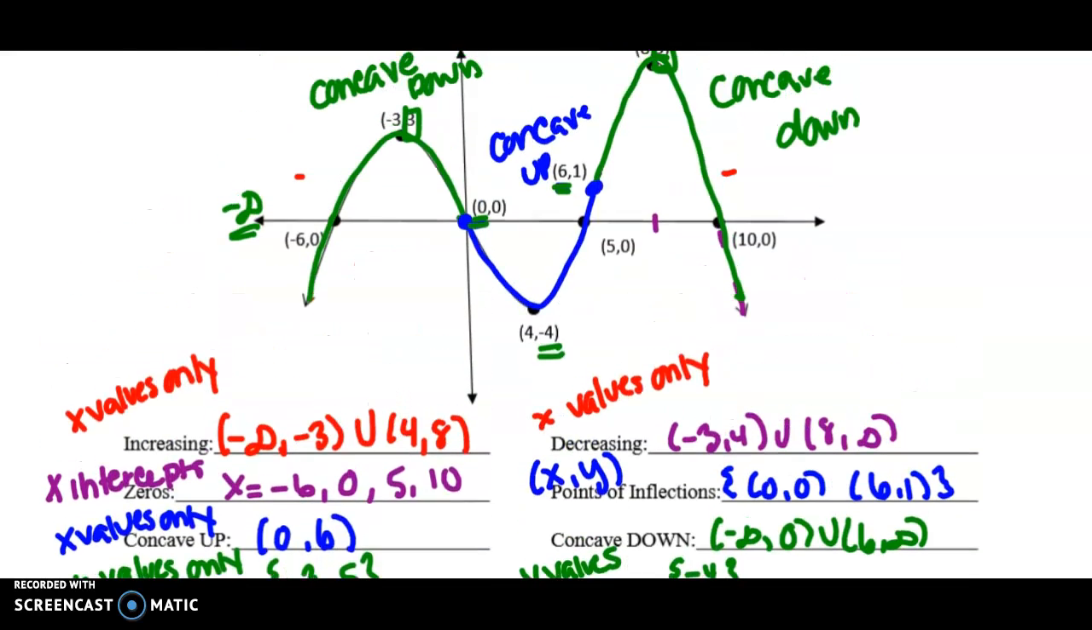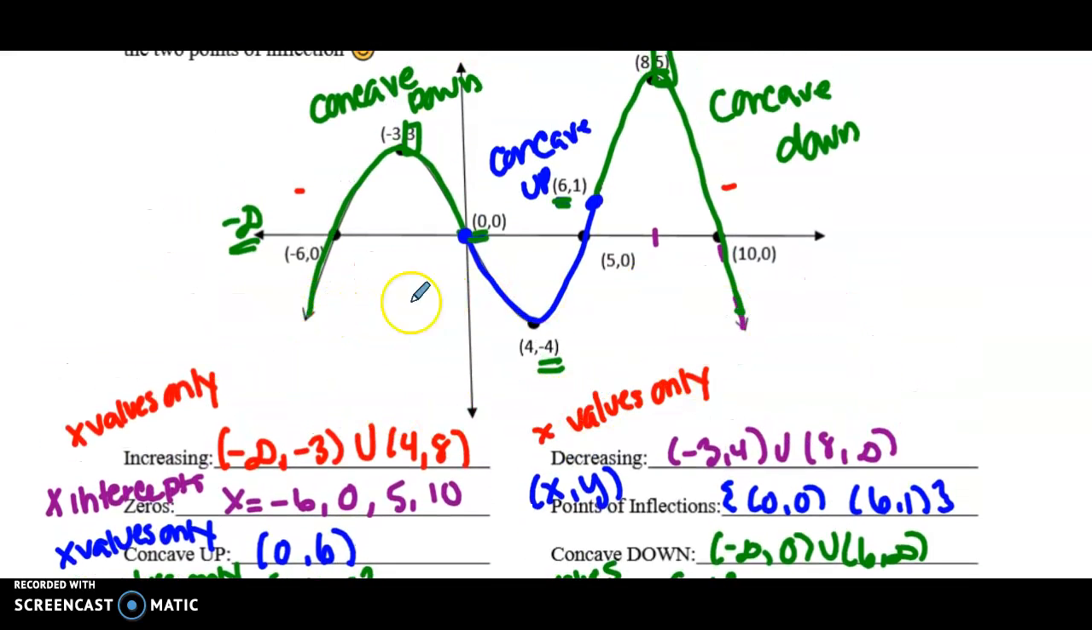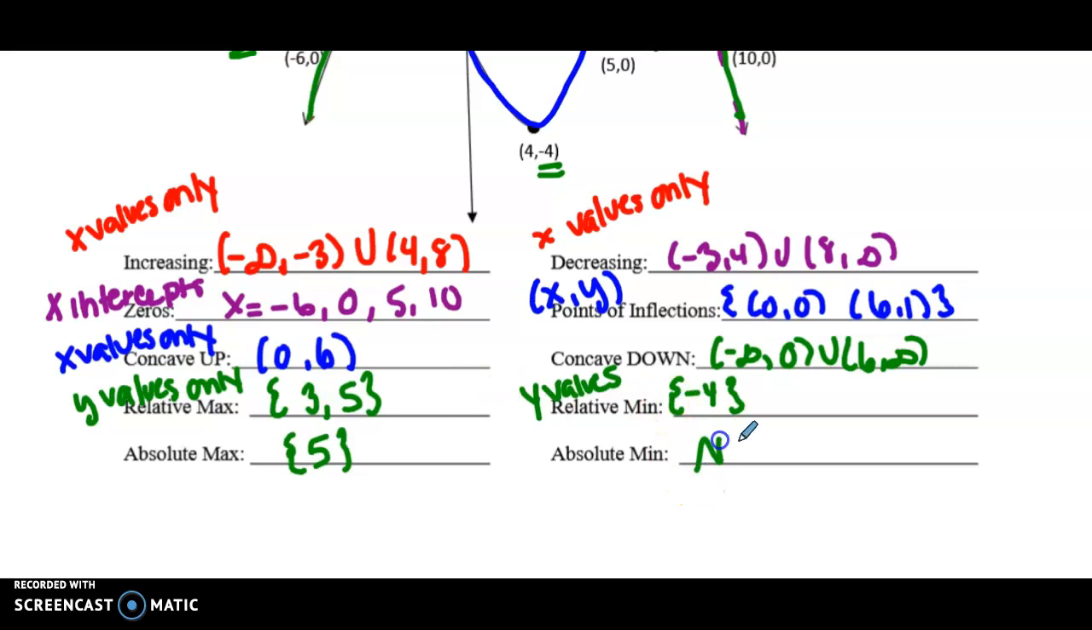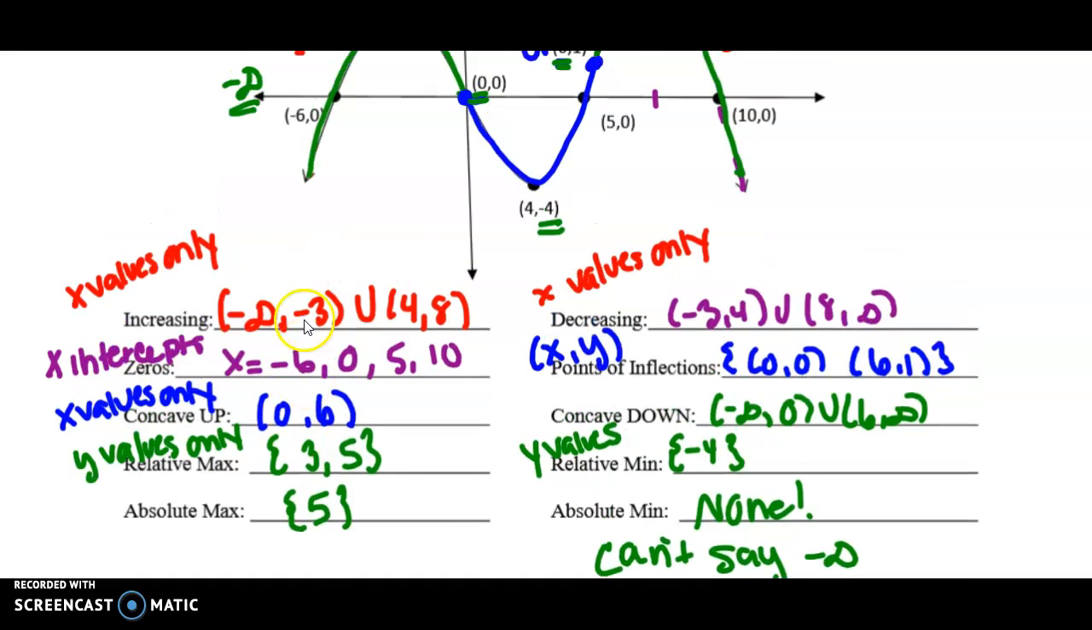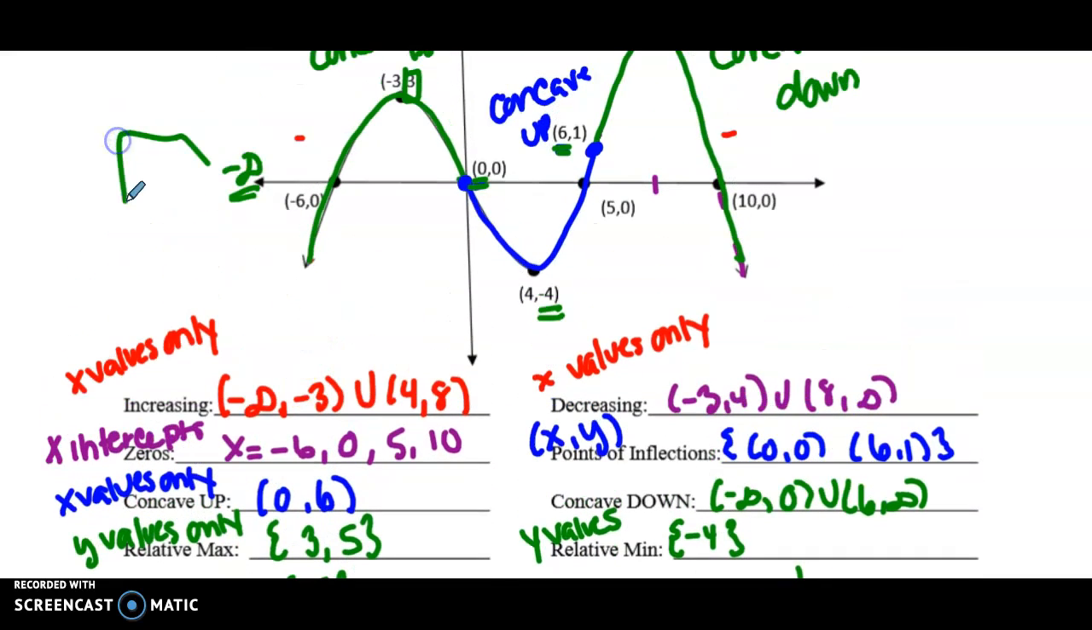Now the absolute min is the lowest it's going to go. How low will this graph go? Well, it's going to keep going down forever and ever. So there is actually no absolute min. You cannot say the min is negative infinity, because we don't know what negative infinity is. It doesn't exist. It's a direction, not a number that it's going towards. So just be careful with that. If you have questions on this, please feel free to let me know.